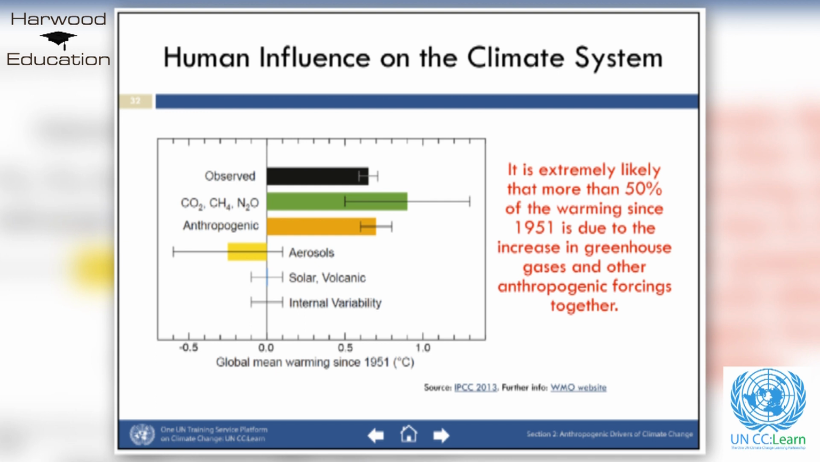Overall, human activity has led to positive radiative forcing, global warming, as indicated by the orange bar. Radiative forcing due to changes in energy output from the sun and volcanic eruptions only played a minor role in the reference period. Further information.